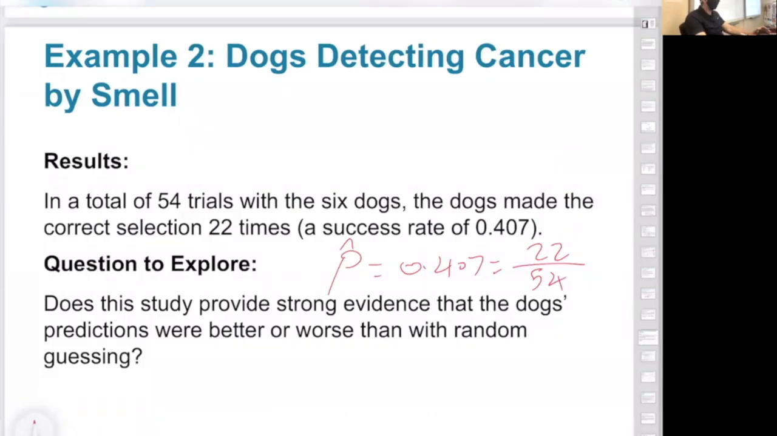The question now: does this study provide strong evidence that the dog's predictions were better or worse than with random guessing? Look at the question here. It said better or worse, so greater than or less than. Both together is what? Is not equal, right? Both directions, as you can see.